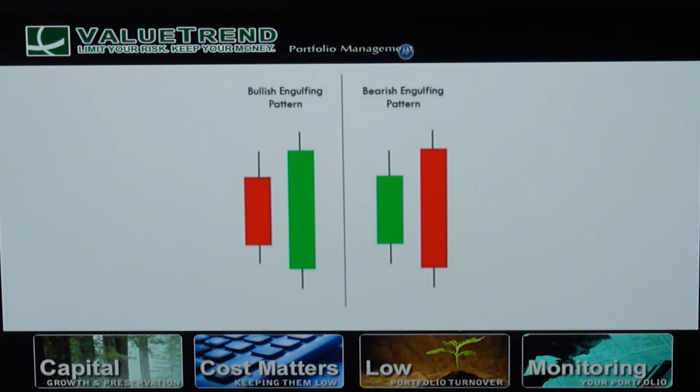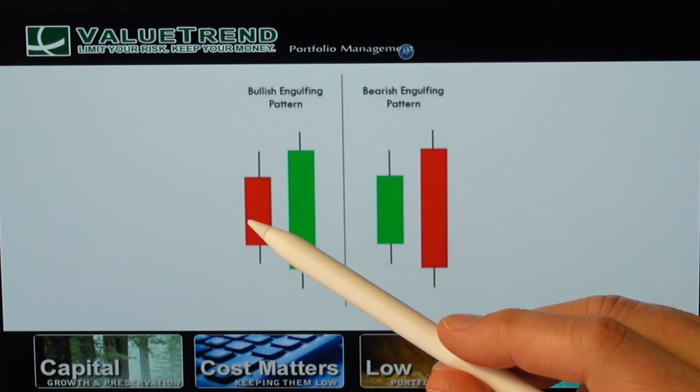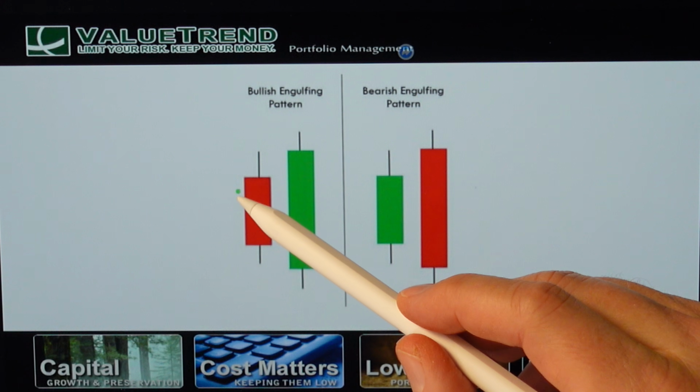The next pattern we're going to look at is engulfing patterns. Engulfing patterns are the opposite of the Harami patterns that we just looked at. And that is, we see a smaller body followed by a much larger body. So let's take a look. Here we have a bullish engulfing pattern.